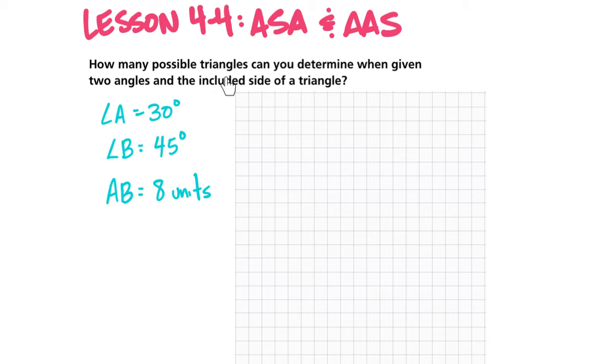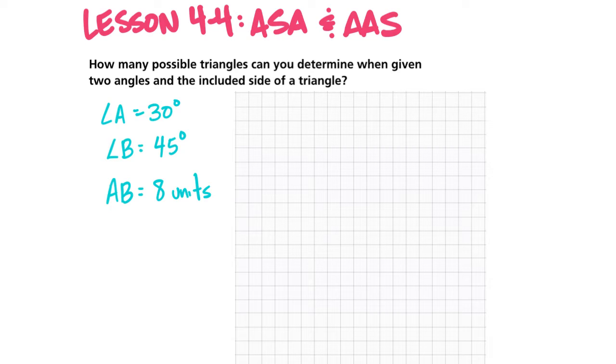It says, how many possible triangles can you determine when given two angles and the included side of a triangle? Or another way to put this, let's say I had these measurements that needed to go into a certain triangle. It had to have a side called AB that was 8 units long, and an angle A that was 30 degrees, and an angle B that was 45 degrees. So let's look at that.